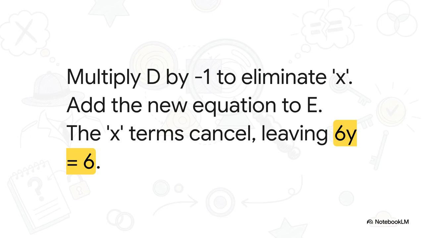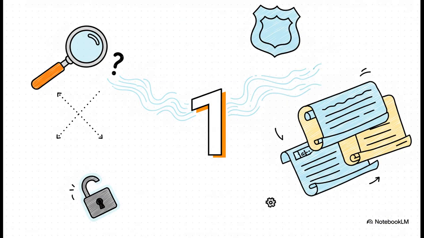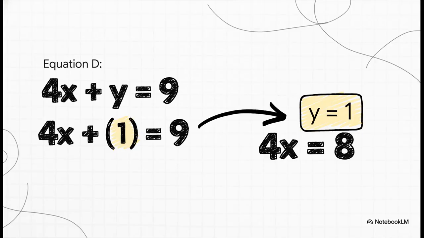All we have to do is multiply equation D by -1. Then when we add it to E, you can see the x terms are just going to cancel each other right out. And just like that, there it is. We've unmasked our first suspect. We now know for sure that y is equal to 1. Once you identify one suspect, the whole case just starts to unravel pretty quickly.